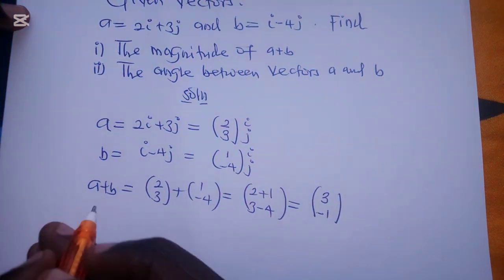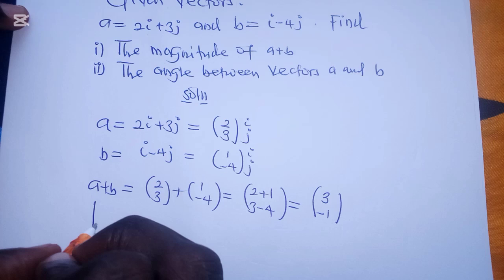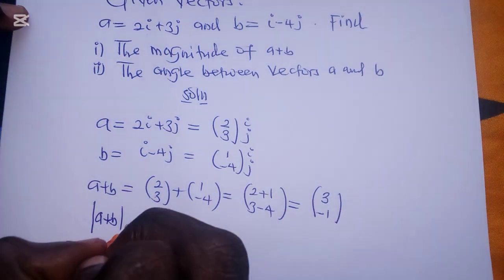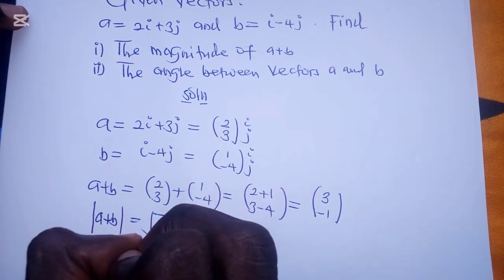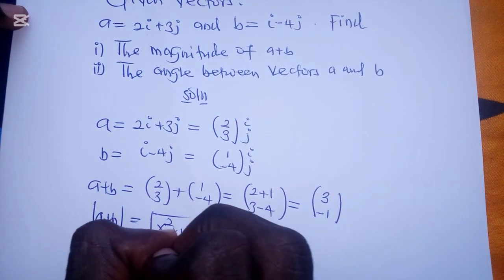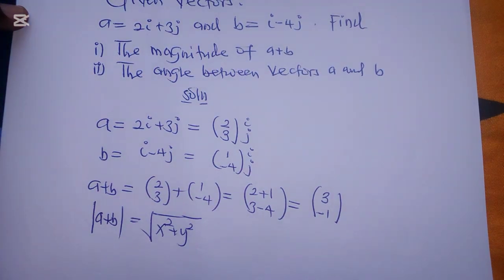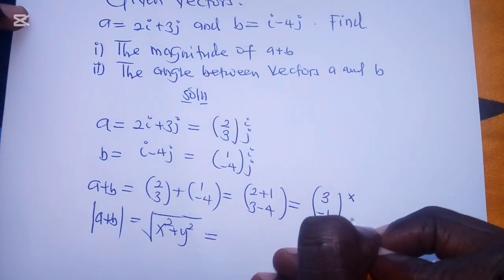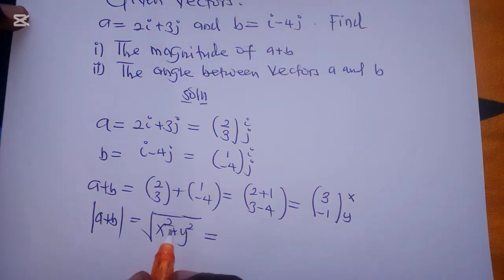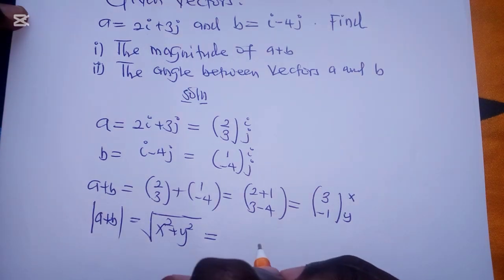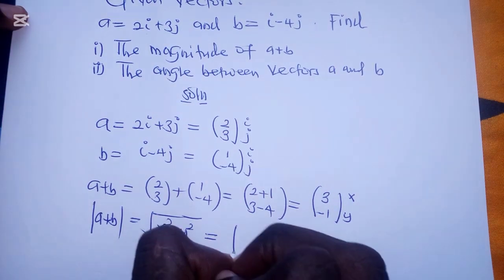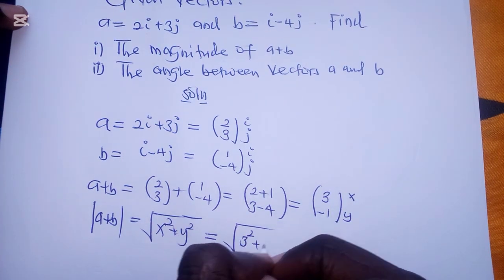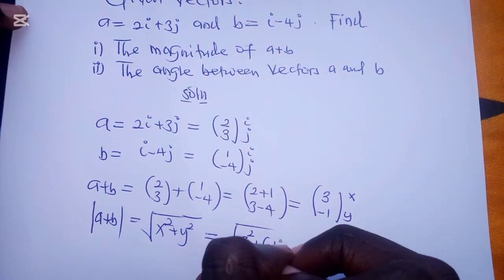Now, to find the magnitude of A plus B, this becomes the square root of x squared plus y squared. This is the formula that you have to use. Then from this point, we substitute right away. Remember, this is x and this is y. We have the square root of, what is x? We know x is given as 3 squared, plus, what is y? And we know y is given as minus 1 squared.